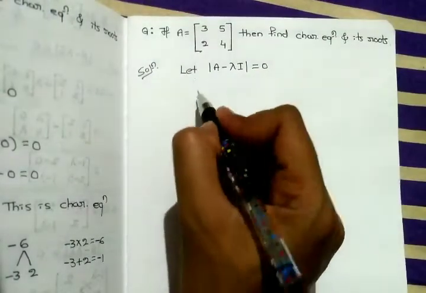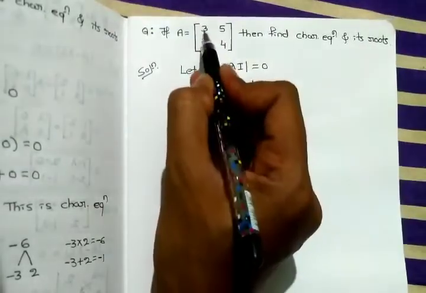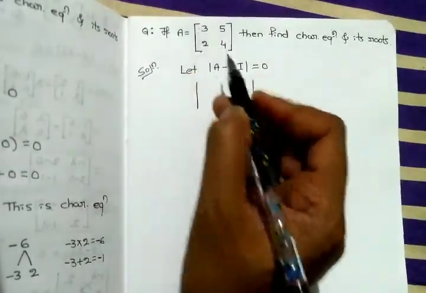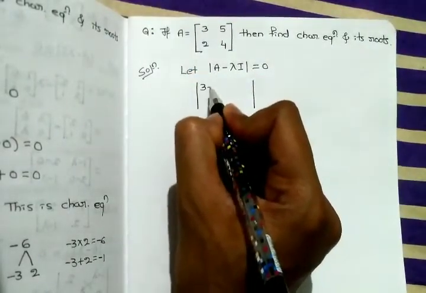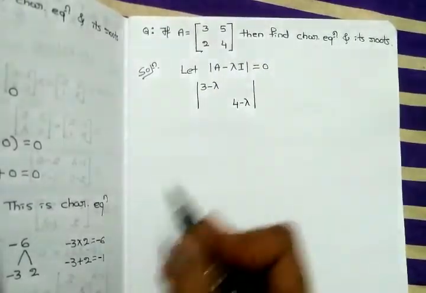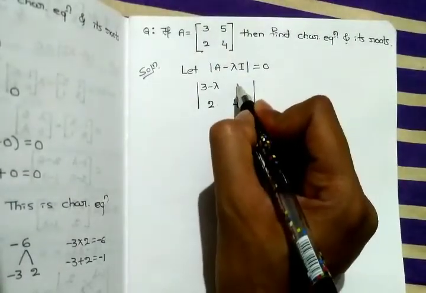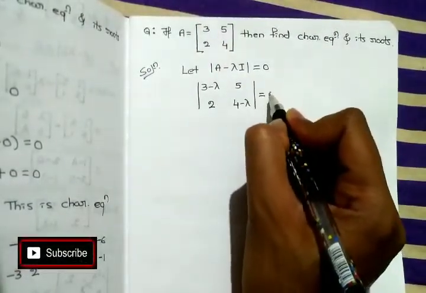So next, what to do? Keep the determinant symbol as it is. For these two principal diagonal elements, subtract lambda: 3 minus lambda, 4 minus lambda. The remaining two, keep as they are: 2, 5, is equal to 0.